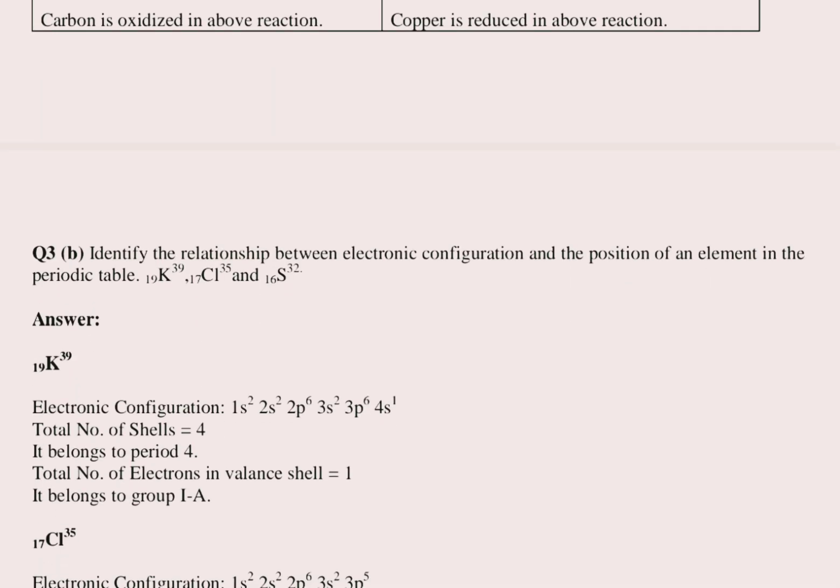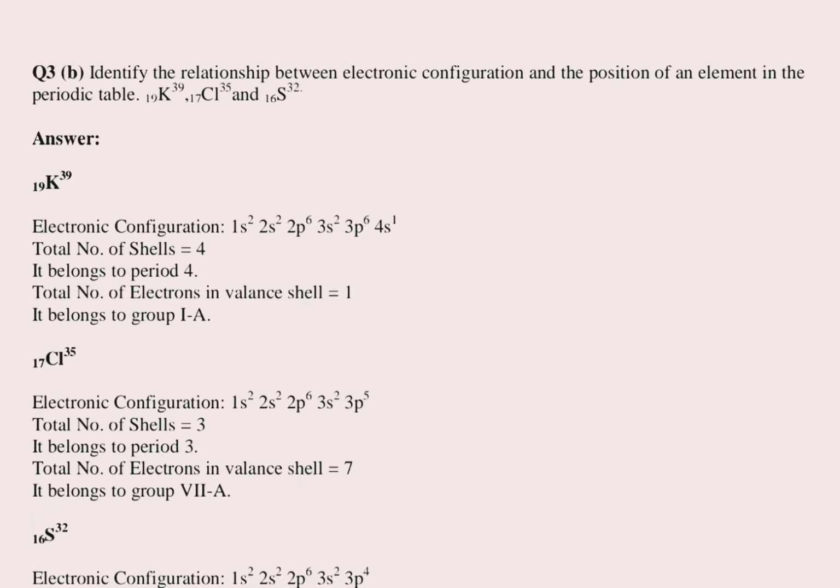Next question is identify the relationship between electronic configuration and the position of an element in the periodic table. Potassium, chlorine and sulfur are given, and you have to determine it. We already know that when you write down the electronic configuration, the last shell, or you can say the valence shell, and the number of electrons in the valence shell determines the position, right?